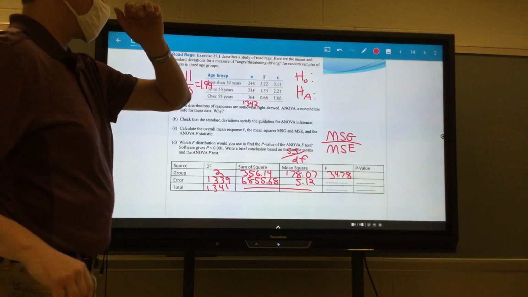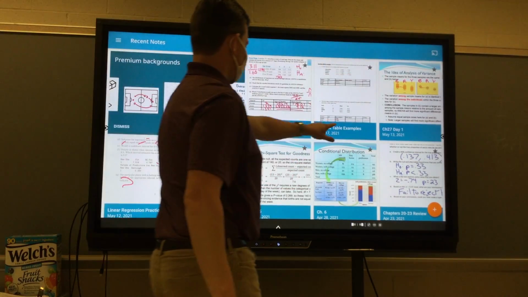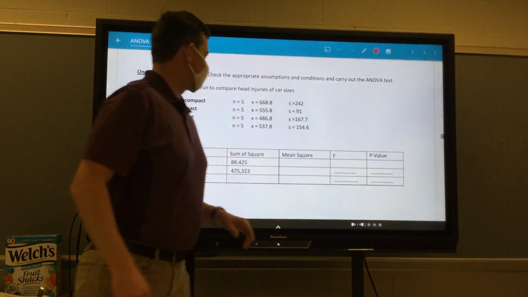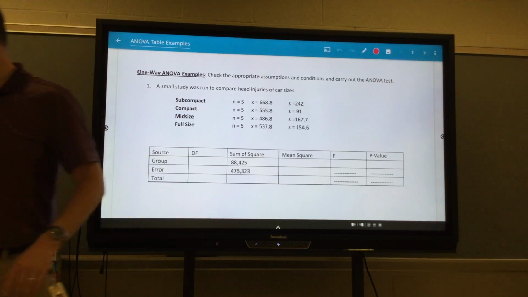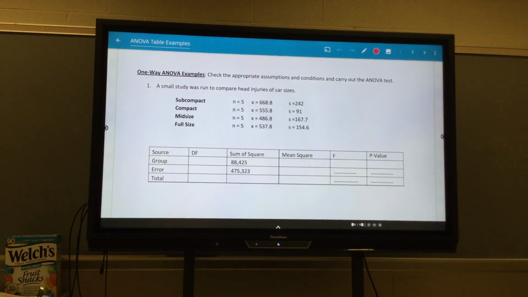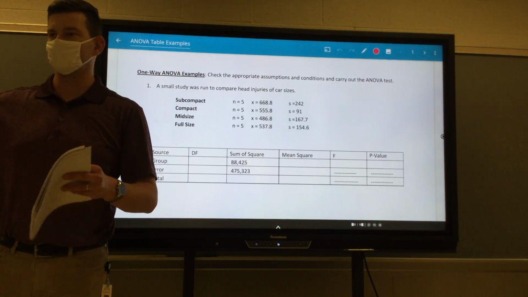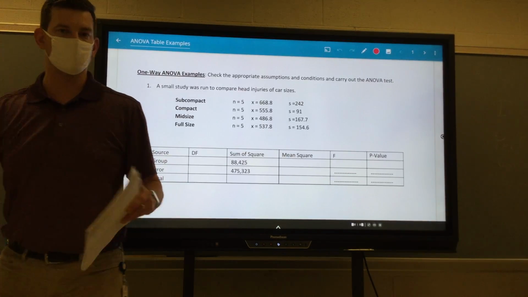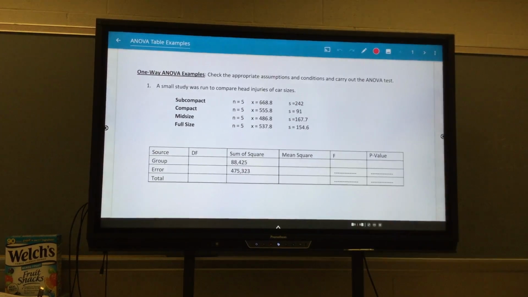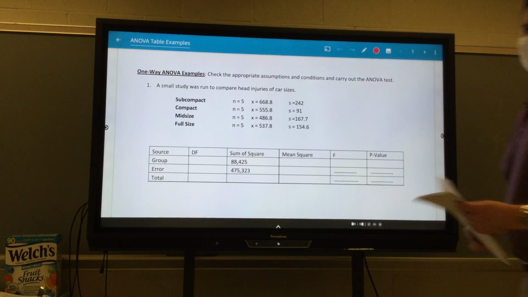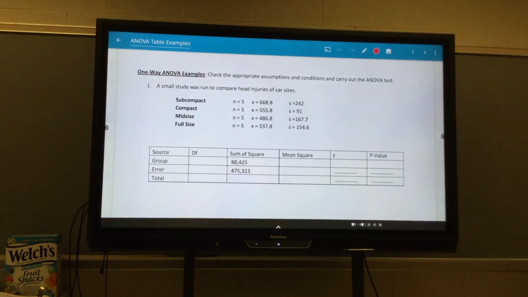On Canvas for today, I have something called ANOVA examples or ANOVA table examples. I do have some of these printed out if you want it, if you're in class today. Who wants the paper? Anybody? Thank you. You're welcome. All these trees that died.